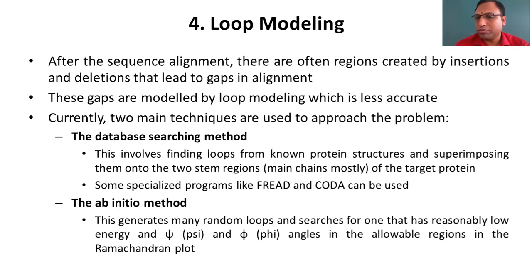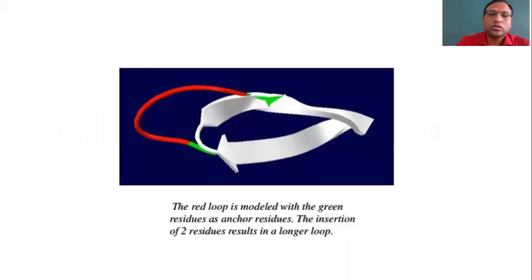Some specialized programs like FREAD or CODA can be used here. Then the ab initio method generates random loops and searches for one that has a reasonably low energy. The one with very low energy is identified, and also whether the psi and phi angles are in the allowable region of the Ramachandran plot. The Ramachandran plot is very important in this scenario to create the 3D model. We will see this ab initio method in detail in the next session.